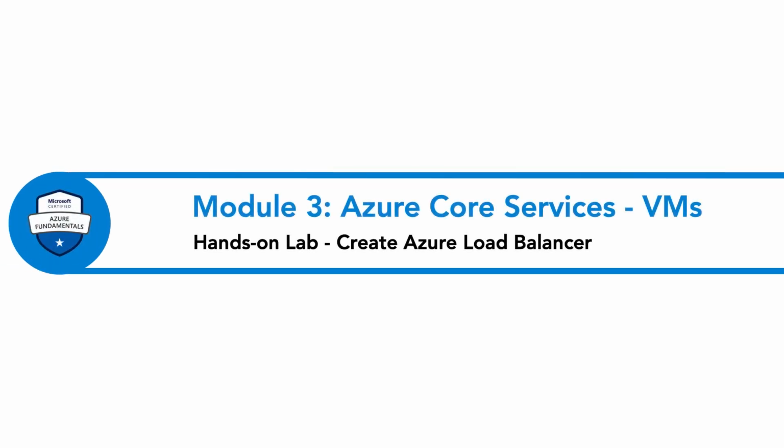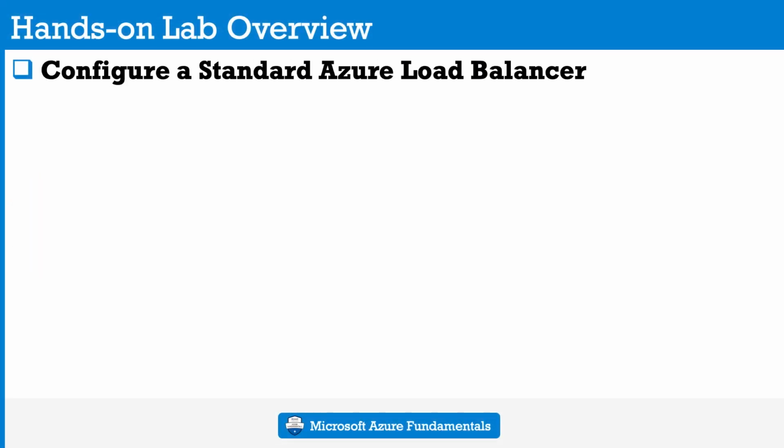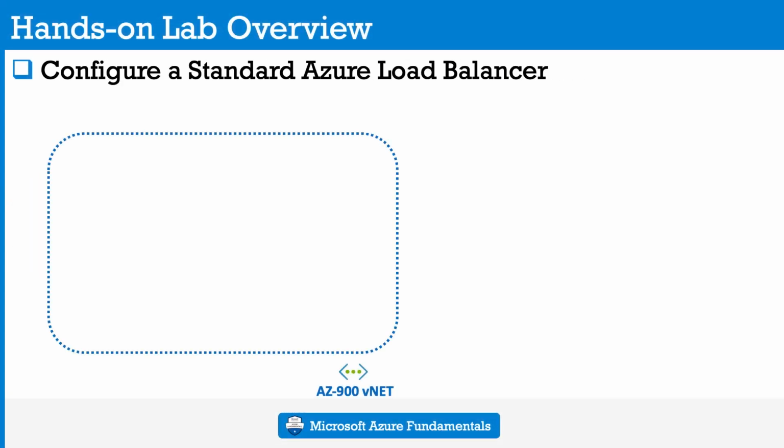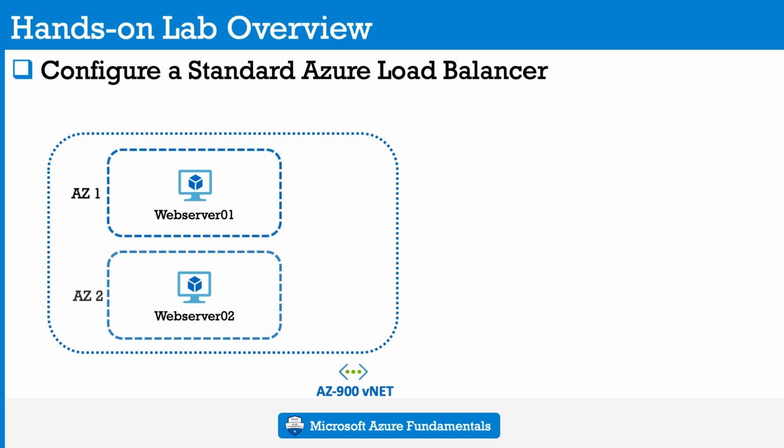In this lecture, we will create a standard load balancer. So we have our AZ900 virtual network that we have defined earlier in this module. The plan is to deploy two web servers, Web Server 01 and Web Server 02, in two different availability zones, AZ1 and AZ2. Let's remember that availability zones represent distinct physical data centers in an Azure region.